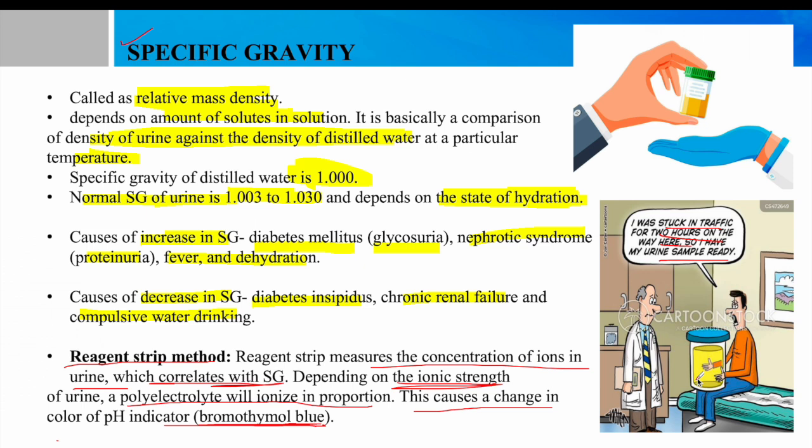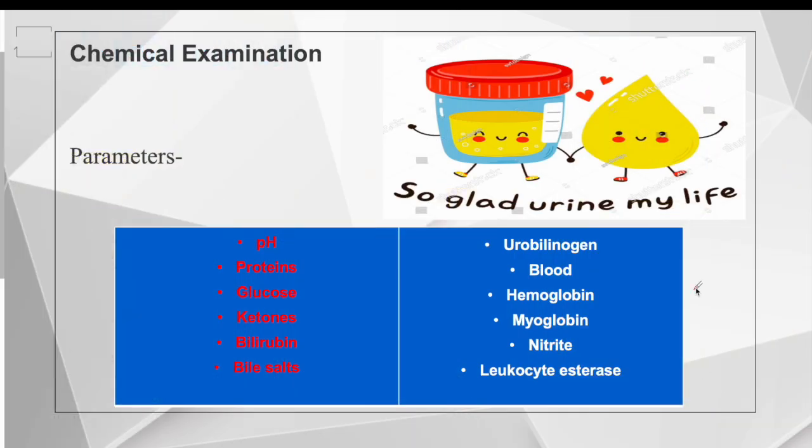Now let's move forward. The main and important part is chemical examination. We have discussed the physical examination up till now, and now we will start the chemical examination. There are different methods, or we can say parameters, that we measure in chemical examination.